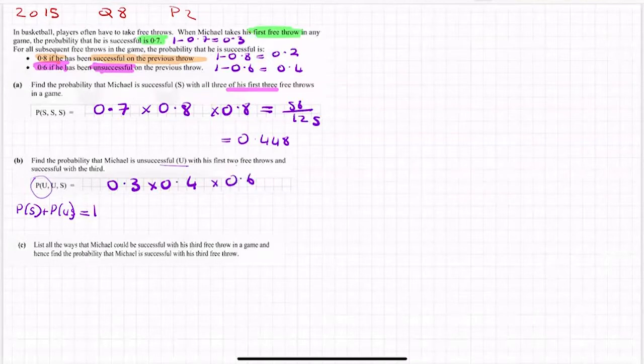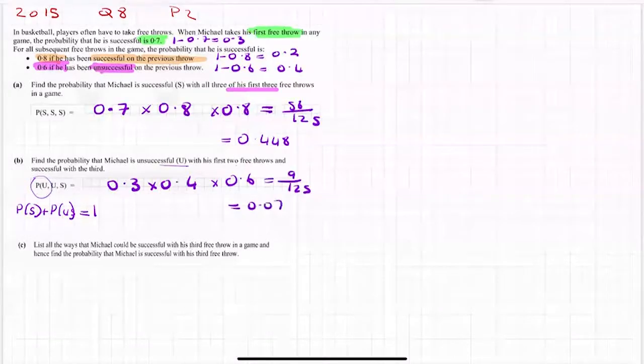So into the calculator, 0.3 by 0.4 by 0.6, and I am getting 9 over 125 or 0.072.